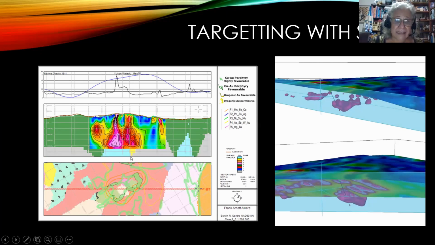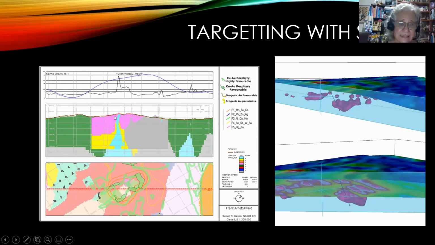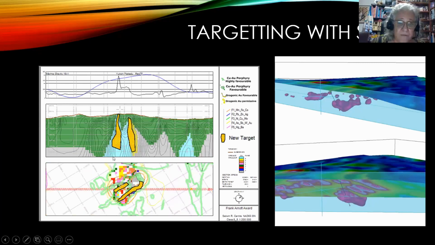And then we had a higher resolution survey. We did the same with it. We can see that there's a very interesting target over here that we have proposed for further investigation, both in section and in surface. We have proposed this target that hopefully someday someone will explore.